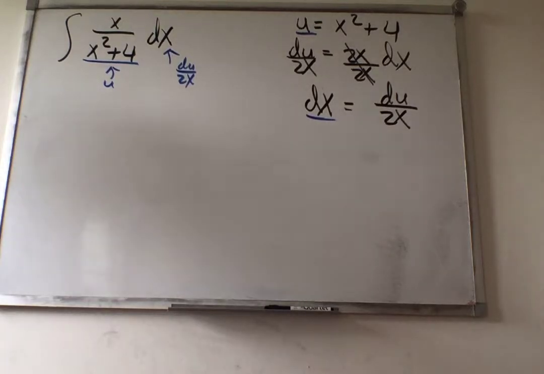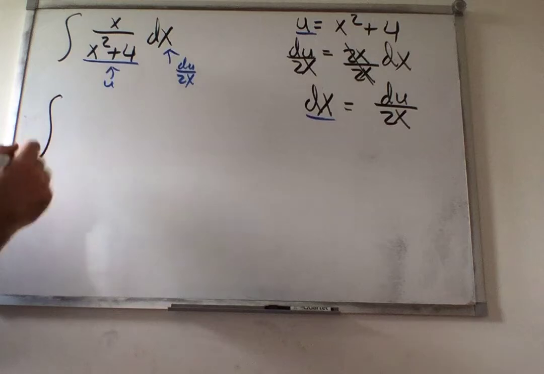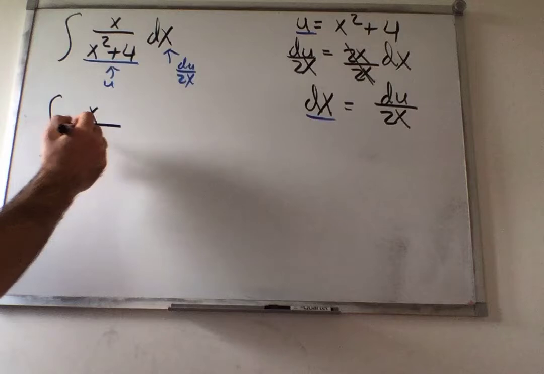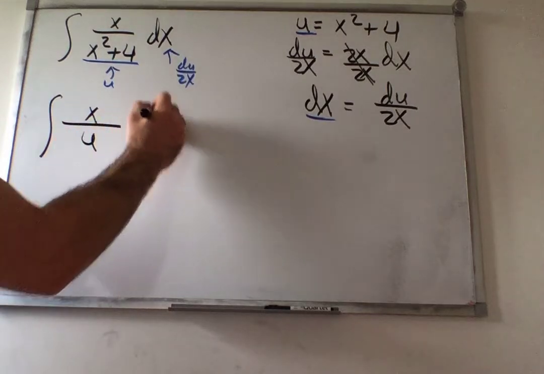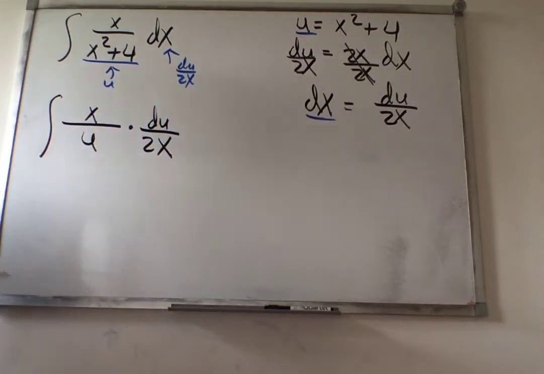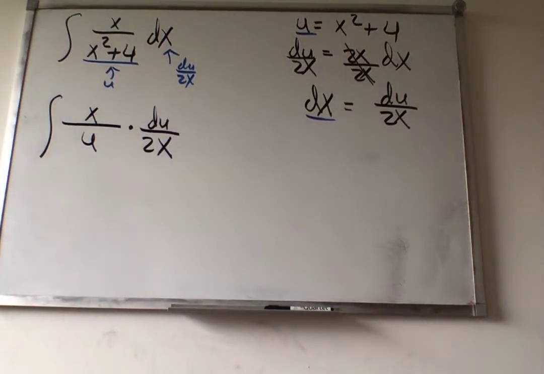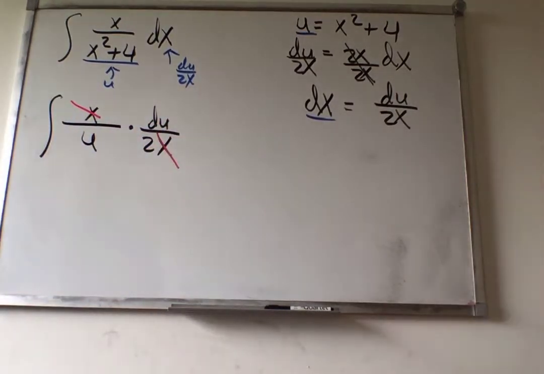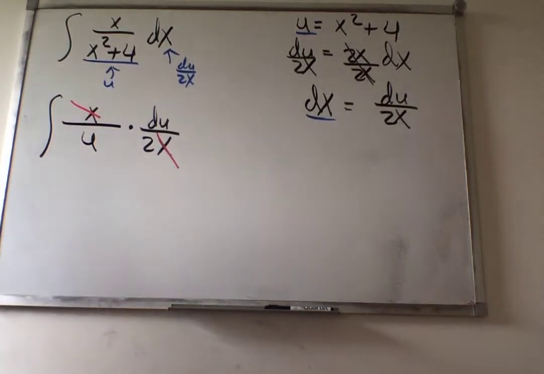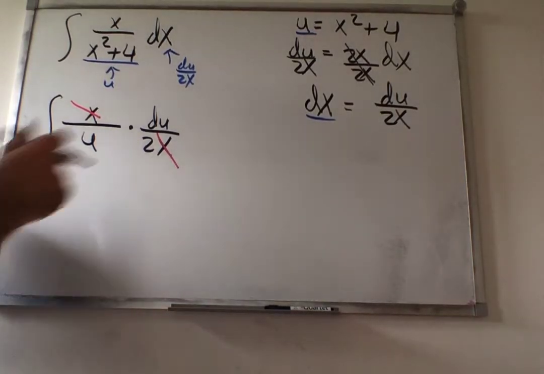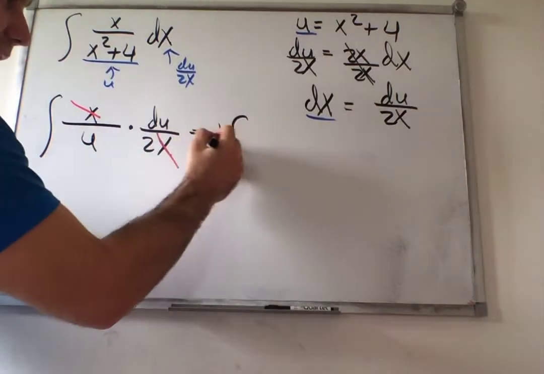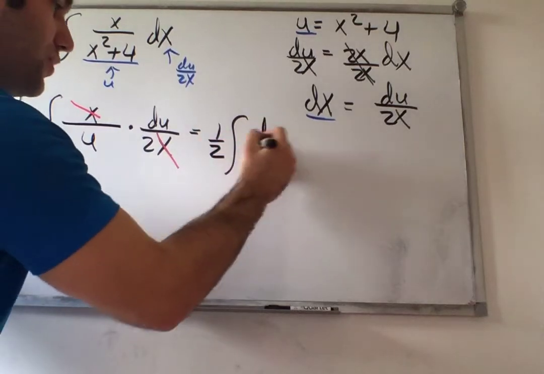Let's see. This becomes the integral of x over u times du over 2x. Now, if you notice, the x's go away. Every time you do one of these u substitution problems, your x's should always go away, and you should just be left over with u's. So this becomes the integral, there's a 2 down here. I'm going to bring the 1/2 out front. du over u.